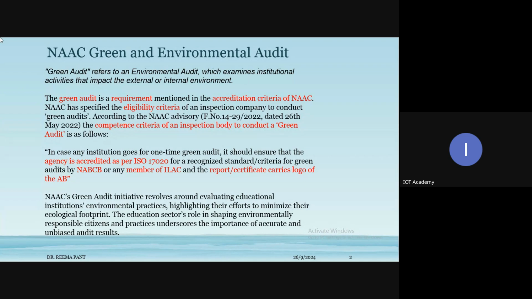Excuse me, ma'am. Dear participants, a resource person will join us soon. She has some network disturbance. We are very sorry for the inconvenience.